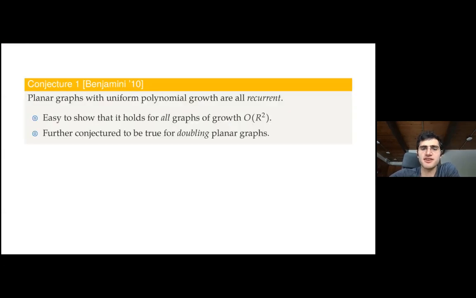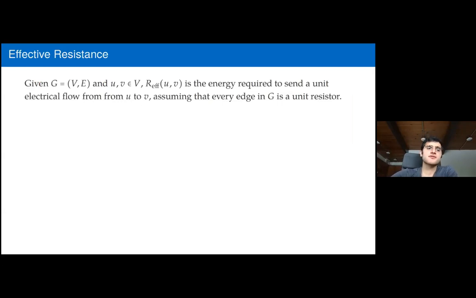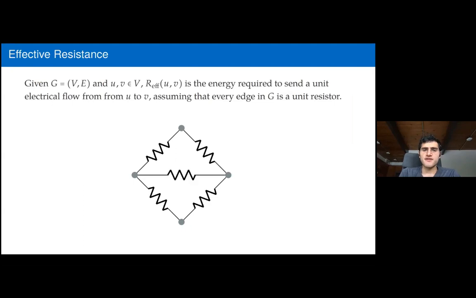So now you might ask, how would you analyze such a thing in a graph? It looks complicated. There is an equivalent definition of recurrence. To define that, first I need to define what effective resistances are. Given a graph G and two vertices U and V in it, we define the effective resistance between U and V to be the energy required to send a unit current from U to V, assuming that every edge is a unit resistor.